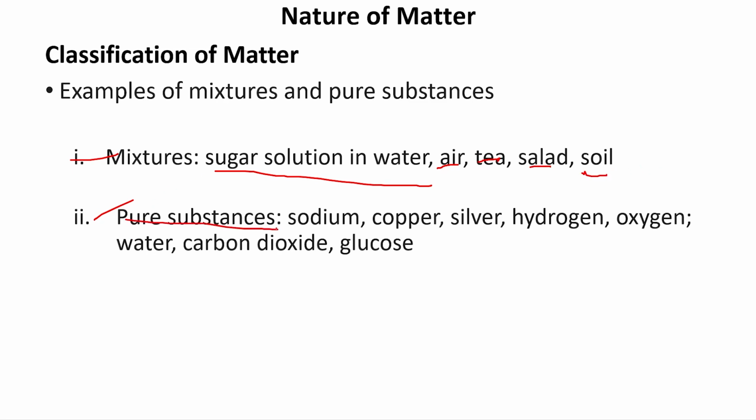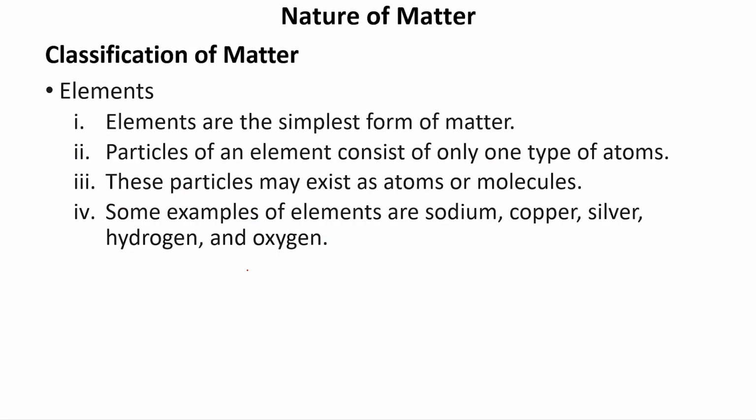Now coming to the pure substances. Pure substances are those whose composition is fixed. Like if you take sodium, its composition is fixed. You cannot say that sodium, Na, will be present in different amounts in different samples. Similarly copper, silver, hydrogen, oxygen, and carbon dioxide. Many more examples of pure substances are given here.